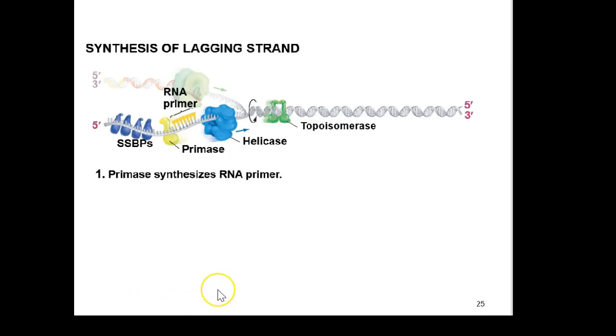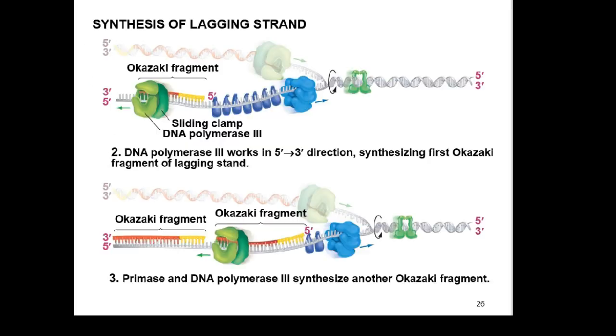This is colored just a little bit different, but this is how synthesis of the lagging strand is going to work, and we're seeing a few more of the proteins involved. We still have topoisomerase doing its work. We still have helicase doing its work. We have an RNA primer doing its work, or RNA primase doing its work. Here's the RNA primer. So a primase will have to synthesize an RNA primer to begin, just like on the leading strand. Right?